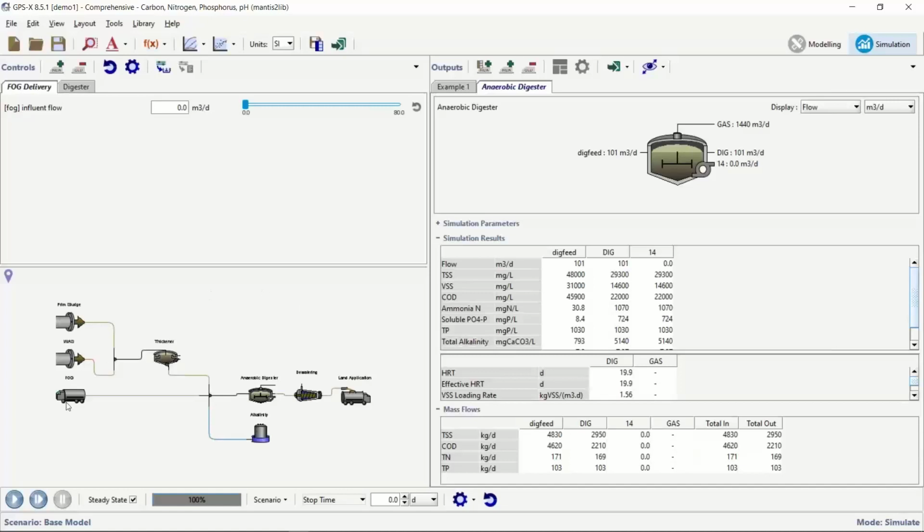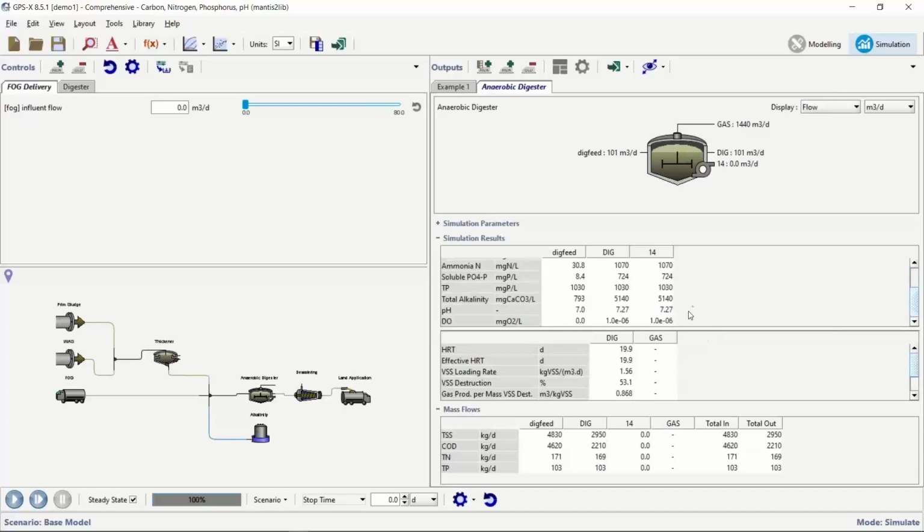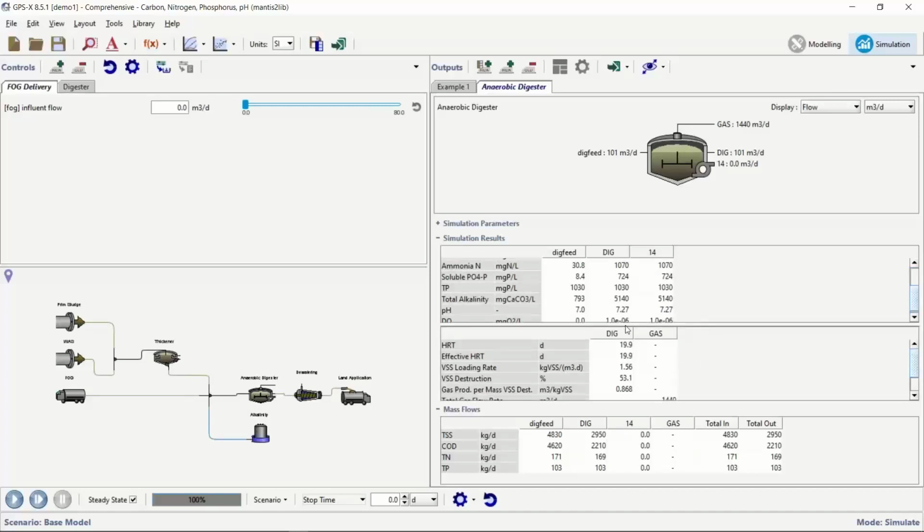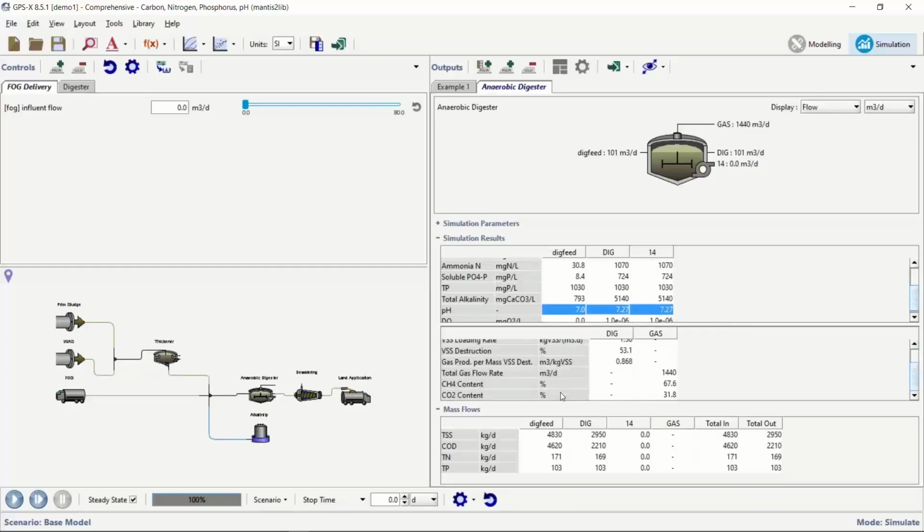So I'm starting out with no fog. You can see the fog amount here is 0 meters cubed per day. And so we can see here that we've got a certain amount of gas production and everything's going well. So I'm going to roll this up a little bit. Here you can see the pH right here. That's 7.27. That's fine. And then we can see our VSS destruction is 53. Here's 1440. That's the amount of gas that we have coming in under this no fog addition scenario.